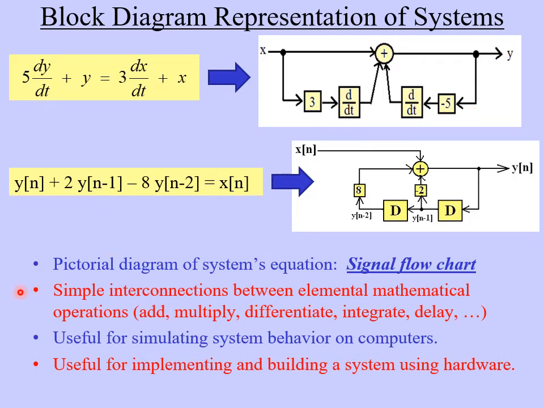Basically the block diagram has simple interconnections between elemental mathematical operations. For example, add, multiply, differentiate, integrate, delay, etc. We see all that in this diagram. This is an addition. When we have a block just with a number in it, that usually represents a multiplication. And this, of course, is a derivative. And we'll learn about this one here. This is a delay element, which we're going to encounter later on in the lecture today.